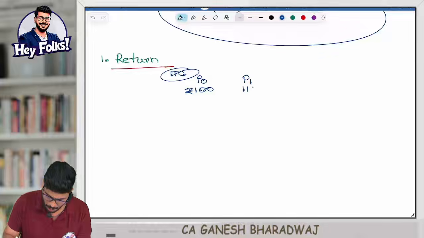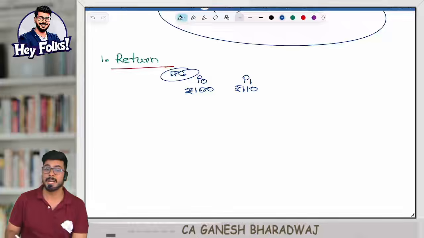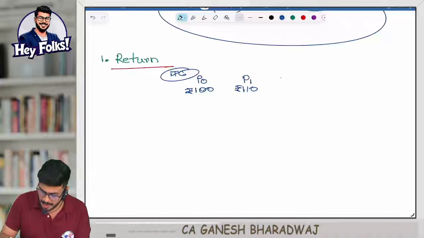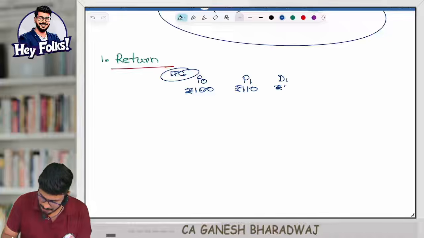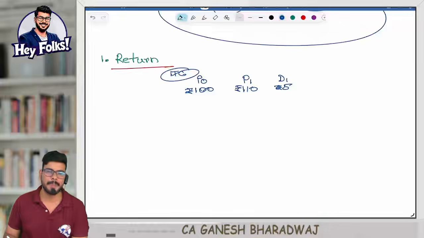The price became how much? 110 rupees. And during this 1 year, I earned a dividend of how much? Let us say 5 rupees. This is the scenario. Is this clear, guys?